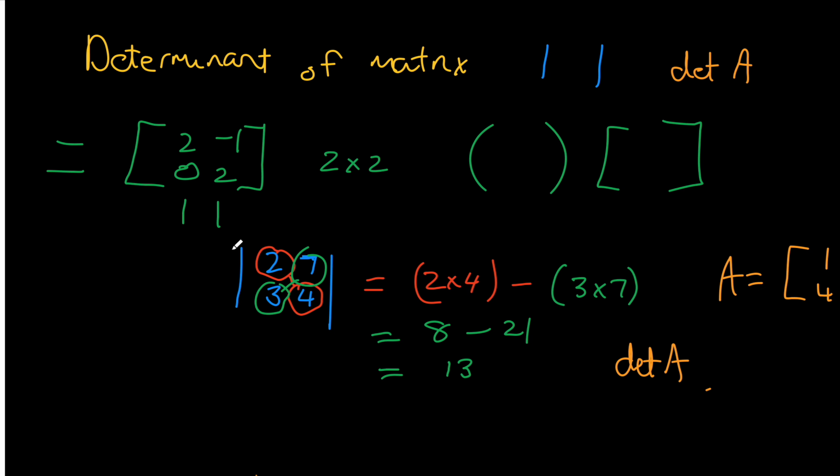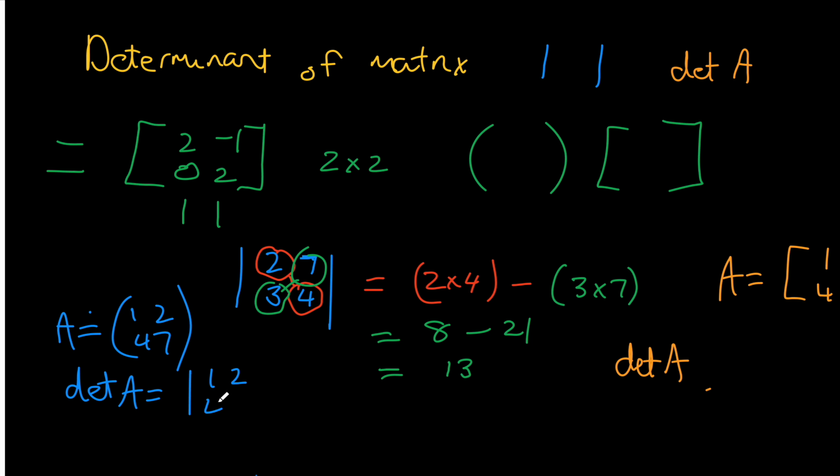Okay, so let's do another example. So let's take another matrix. Let's do the determinant. Let's say we've got a matrix which is 1, 2, 4, 7. So that's the matrix, and now we get the determinant of A, which, another way of writing it, would be the straight lines as we mentioned before.